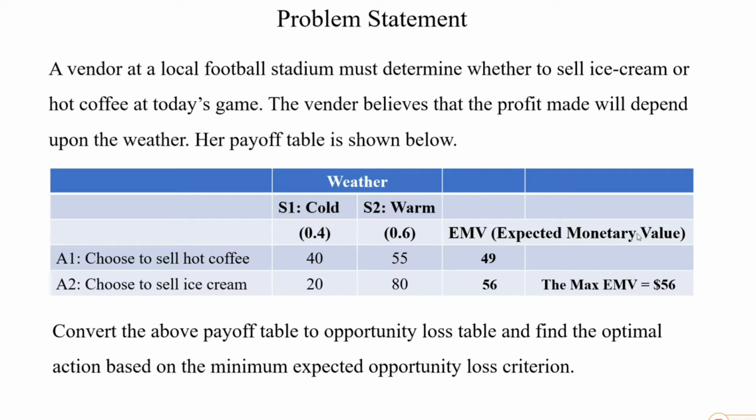EMVs, expected monetary value, they are the expected payoff for each action. For action A1, 49. For action A2, 56. 49 and 56, 56 is the maximum EMV.